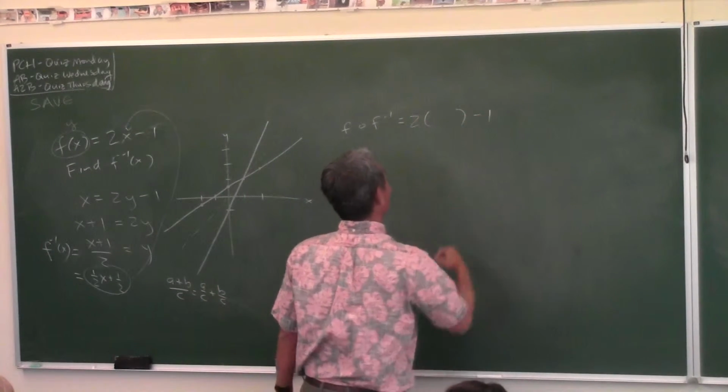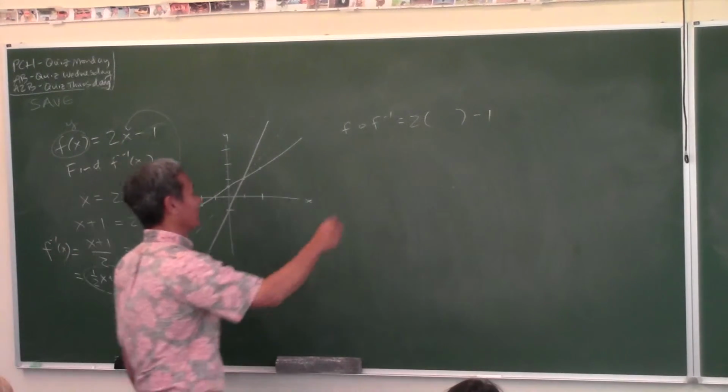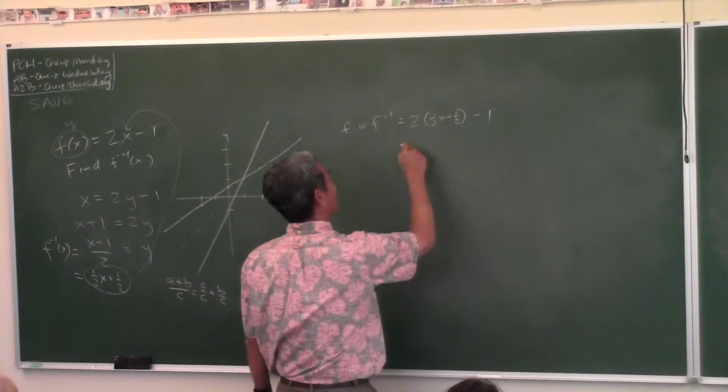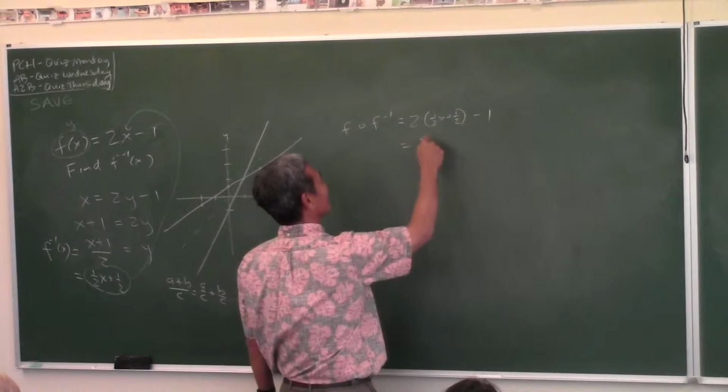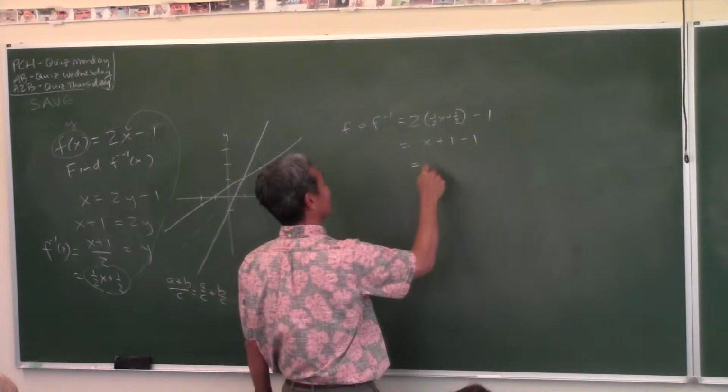2x minus 1. But what am I plugging in for the x here? That thing right there: 1/2 x plus 1/2. Distribute and cancel the 2: x plus 1 minus 1. The 1's cancel out and you get x.